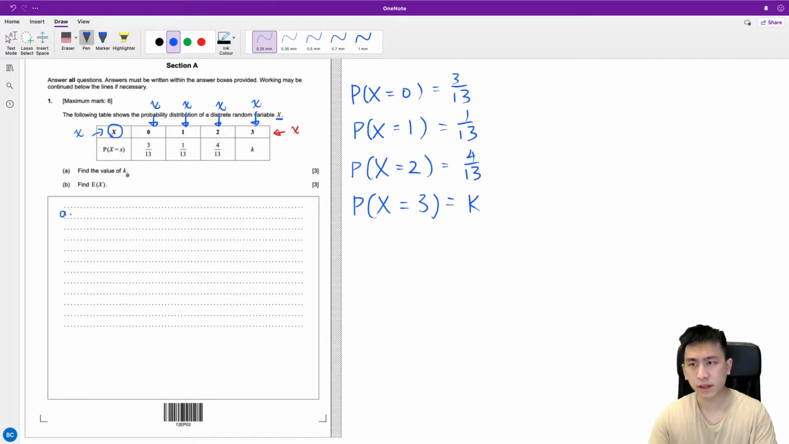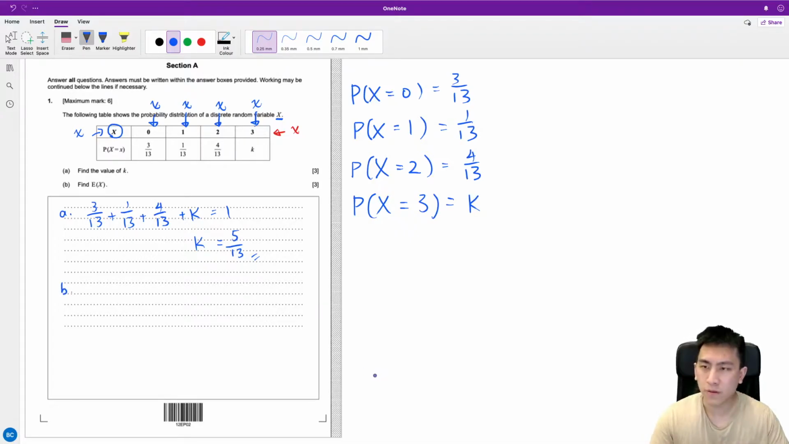Part A, find the value of k. Since all these 4 outcomes, 0, 1, 2, and 3, use up all of the probability, meaning all of these events are mutually exhaustive, they exhaust all the possibilities. That means you just add them all up and they will be 1. So you can just do 3 out of 13 plus 1 out of 13 plus 4 out of 13 plus k equals 1. Well, that means k is just 1 minus all of these. The numerator sum is 8, so k is 5 out of 13. And that's it.